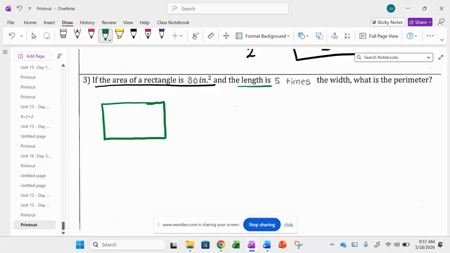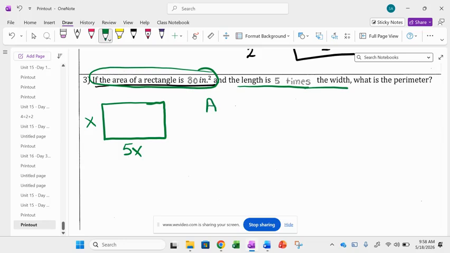See how it says the length is 5 times the width? So I'm going to go to the width and write that it's x. And then they're saying the length is 5 times that. So if my width is x, how am I going to represent 5 times that? So the width is x and the length is 5 times that. So how do I represent 5 times x? Isn't it 5x? Okay. And now they're saying the area is 80.